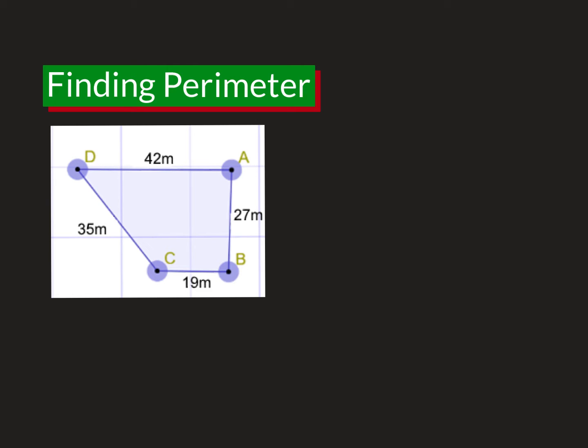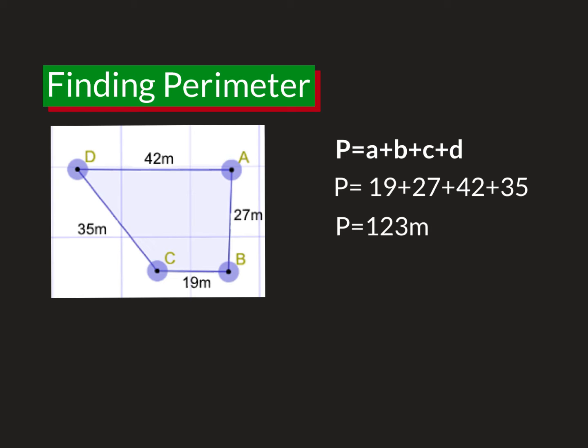The perimeter of any quadrilateral or four-sided figure is the sum of all the sides. P equals A plus B plus C plus D. The perimeter of this yard is 19 meters plus 27 meters plus 42 meters plus 35 meters. The perimeter is 123 meters.